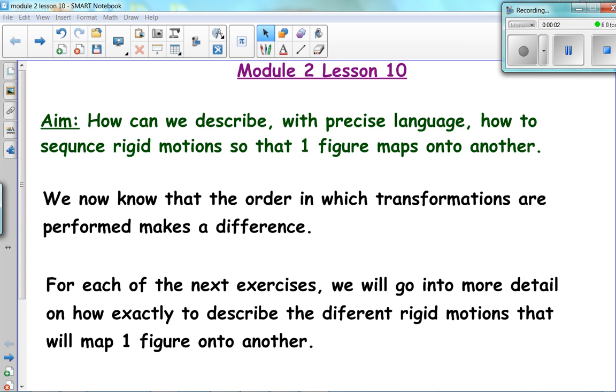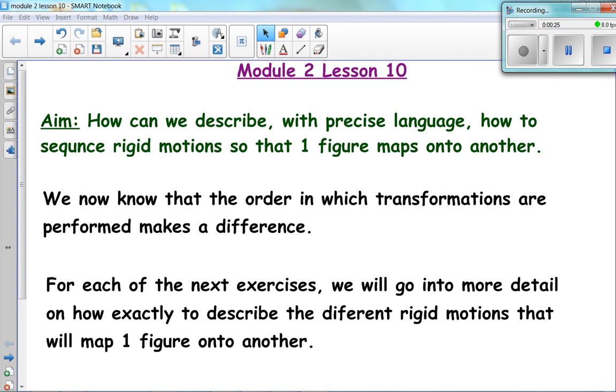This is Module 2, Lesson 10. How can we describe with precise language how to sequence rigid motions so that one figure maps onto another? Please open up your binder, turn to Lesson 10. It starts with classwork. It's questions 1 through 5.